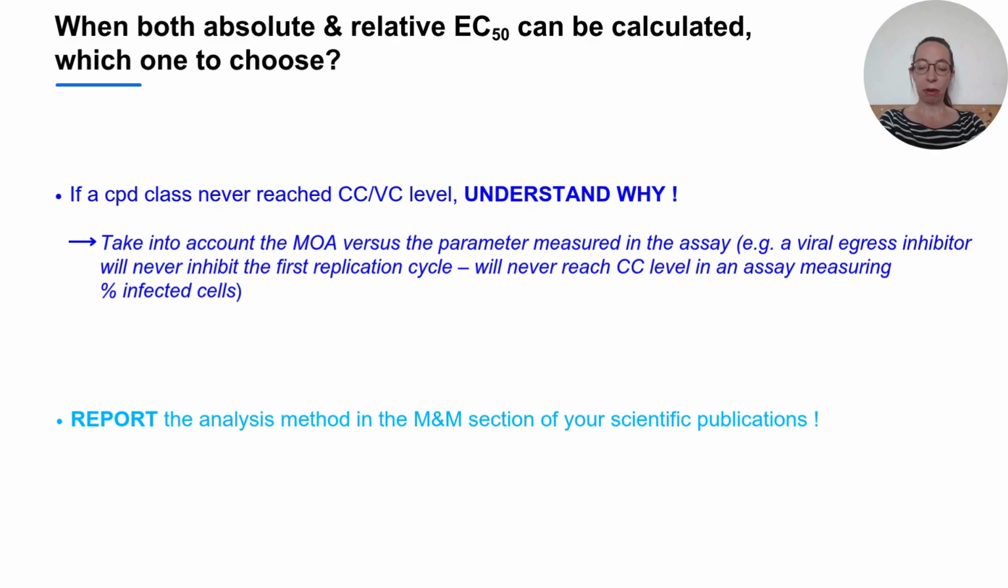And another very important point that is barely ever done, and even I need to really, really pay attention to that one, is to report the exact analysis method you use in the material and method section of your scientific publication. So, both absolute versus relative, EC50 versus EC90, and then again, as discussed in the previous video, log transformed or raw data.